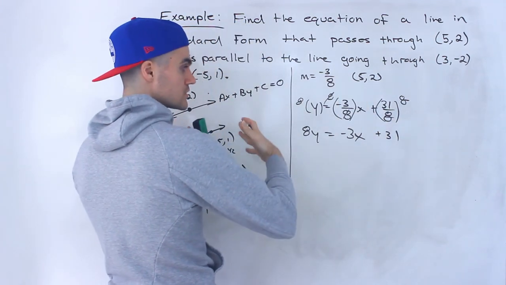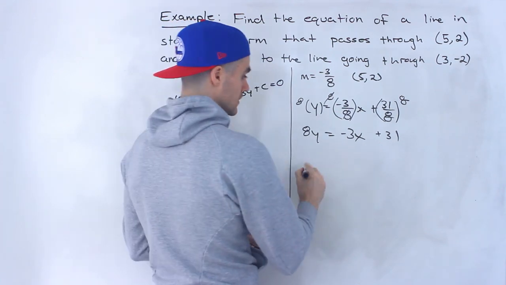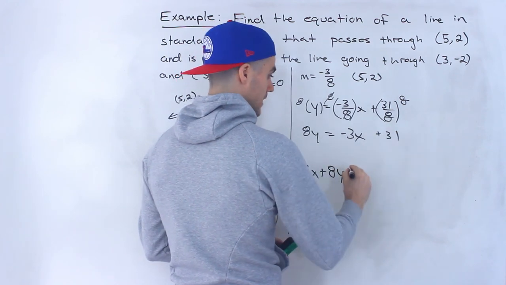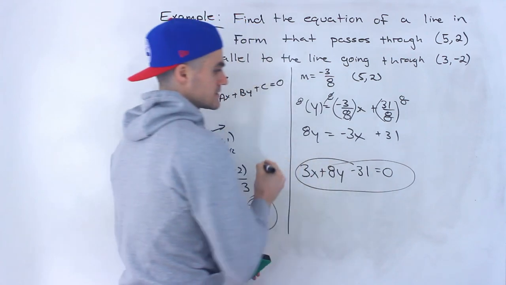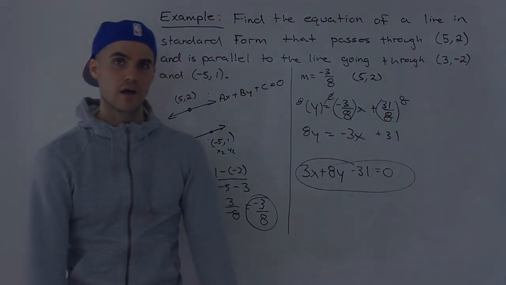Bring everything over to the left side and get that coefficient in front of x to be positive. So you have 3x + 8y - 31 = 0. That's the equation of this line, so that there ends up being the final answer.